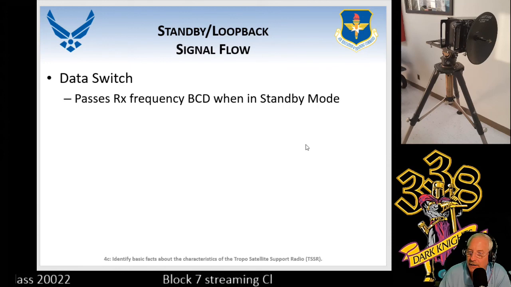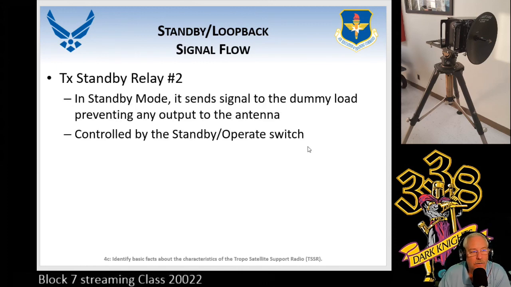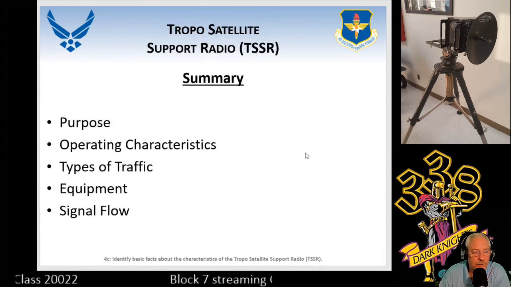So you can see the key to the standby loopback is when it goes into standby, it's looping back on itself. That data switch puts the receive BCD in line so it can receive it. And of course, you've got standby relay switches 1 and 2. They both control it. The idea behind it is to route that RF back into the receive section so you can demodulate it. So we've looked at purpose, operating characteristic, types of traffic, equipment flow, and signal flow. Any questions on that? Yes, sir.